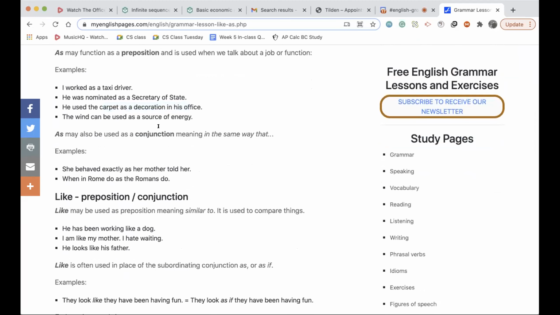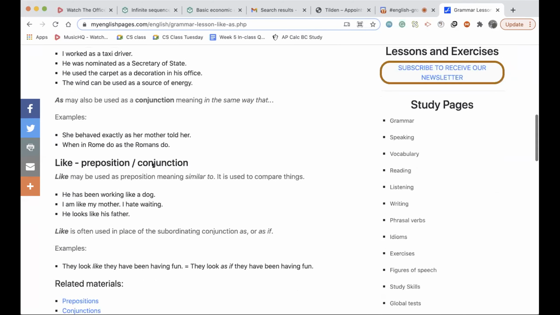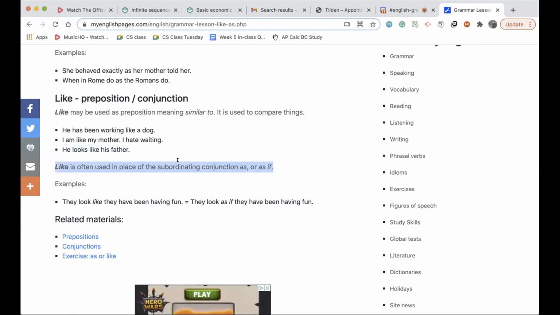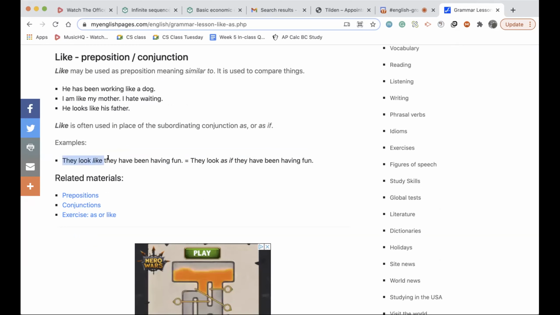As may also be used as a conjunction, meaning in the same way that. She behaved exactly like her mother told her to. When in Rome, do as Romans do. Like is also a preposition or conjunction. As a preposition, it can mean similar to, to compare things. He has been working like a dog. I am like my mother. He looks like his father. Like is often used in place of the subordinating conjunction as or as if. They look like they have been having fun. They look as if they have been having fun. So this basically just means they have the same meaning, but different words.